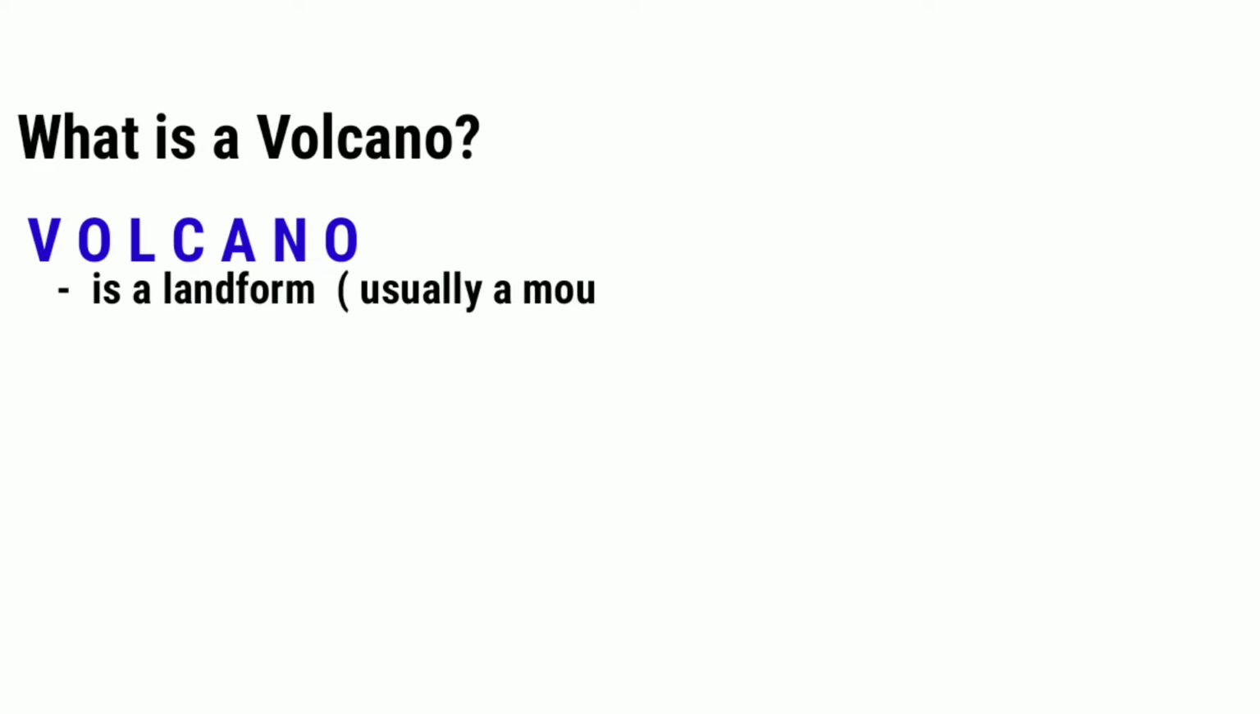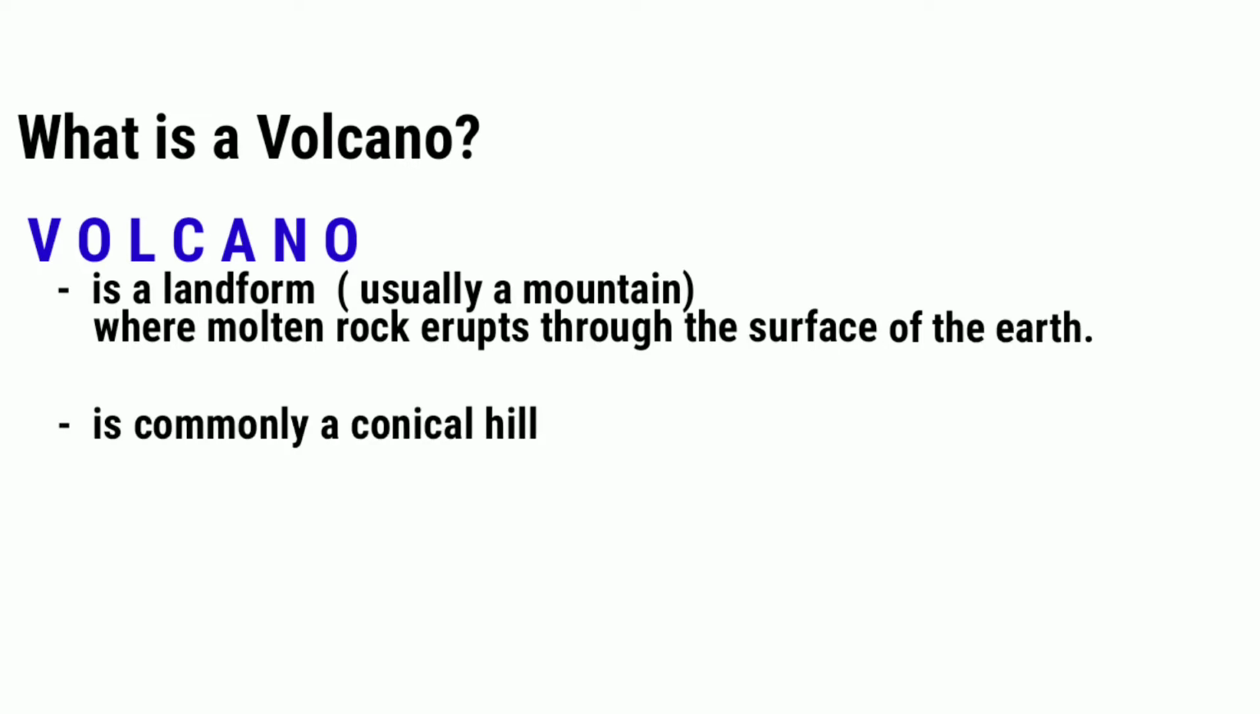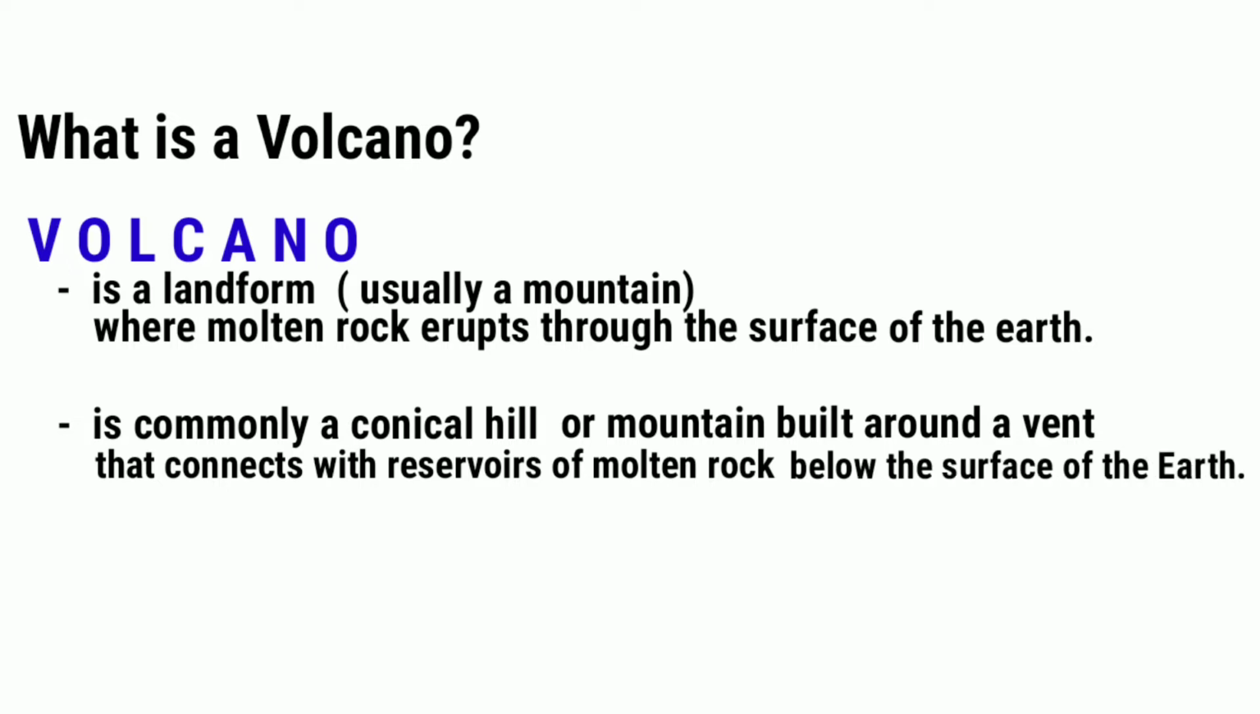What is a volcano? A volcano is a landform, usually a mountain, where molten rock erupts through the surface of the Earth. It's commonly a conical hill or mountain built around a vent that connects with reservoirs of molten rock below the surface of the Earth.